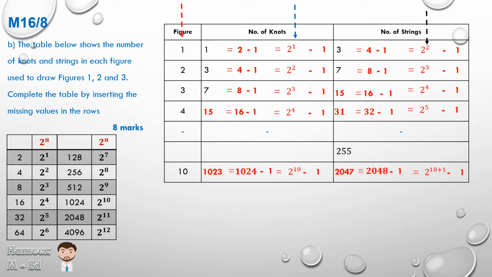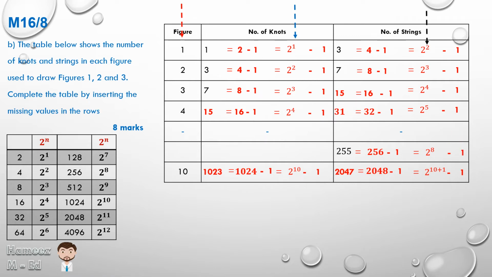So we've finished the last row. The row before it, the second to last row, or the penultimate row, says that the number of strings is 255. So 255, how do we get that? It will be something minus 1. And what number will that be? 256. So 256 minus 1 will give us the 255. And if we look at our little table on the side, 256 is 2 to the power 8. So 2 to the power 8 minus 1.